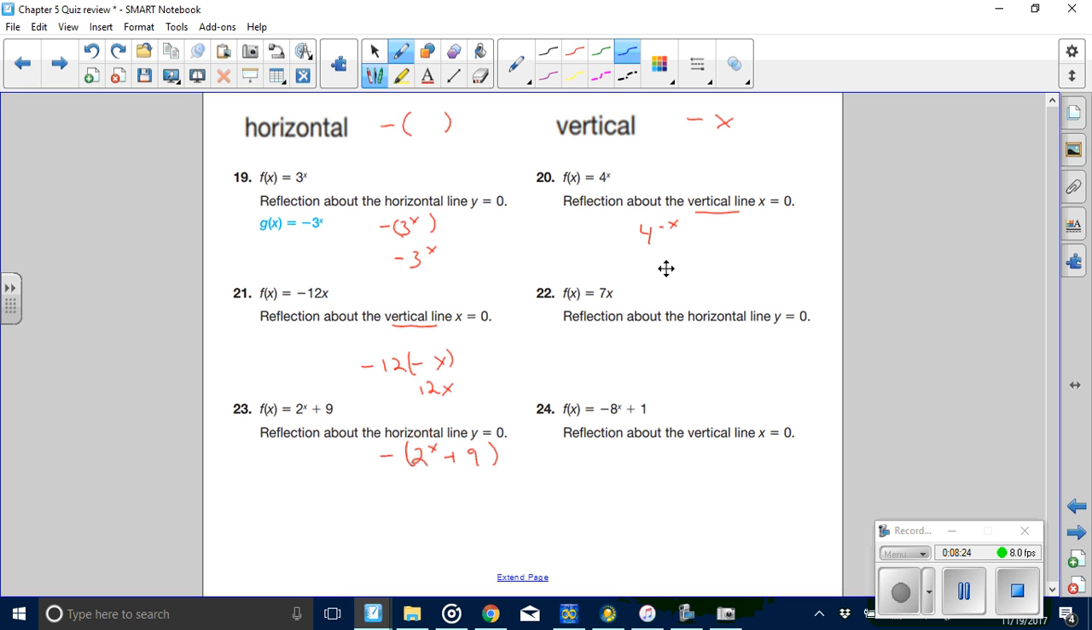Now in 22, what we want to do is have a reflection about the horizontal line y equals 0, which is going to be the x-axis, and we're going to apply the negative to the whole thing here. So we're going to take the 7x, put it in parentheses, apply the negative, and that's going to leave us with a negative 7x.